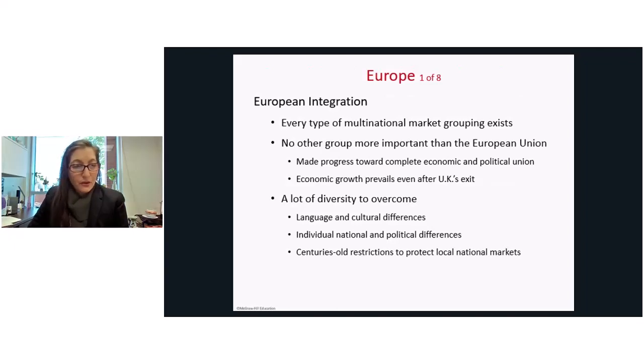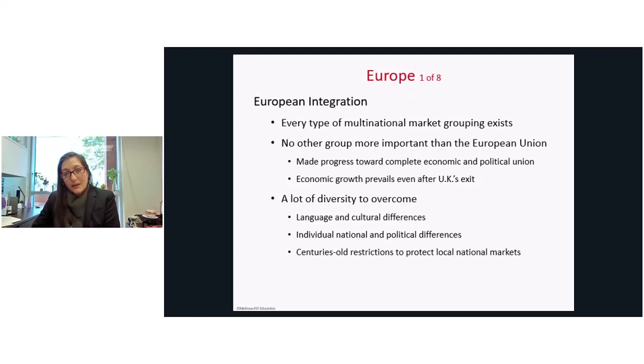Okay, so every type of multinational market grouping exists in the European integration. No other group is more important than the European Union. And they've made progress towards complete economic and political union, where economic growth prevails even after the UK's exit.